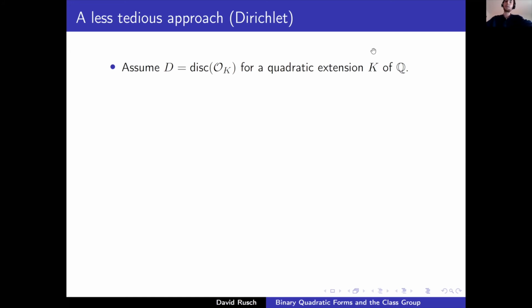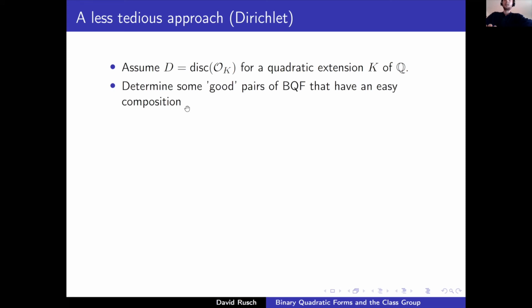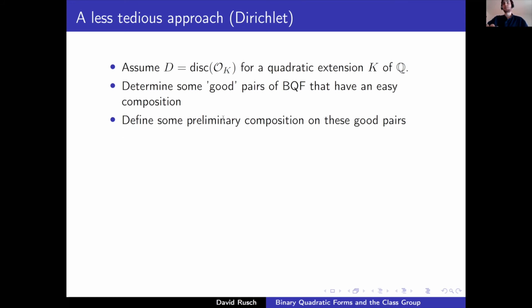And then what Dirichlet does is he determines some pairs of binary quadratic forms that have an easier composition law. So where it's actually easier to explicitly write down what the composition of these two forms is. And so then we can define some kind of preliminary composition on these good pairs. So this is not really a group composition in any sense. It's just like we take two forms and construct a third one without saying anything else.